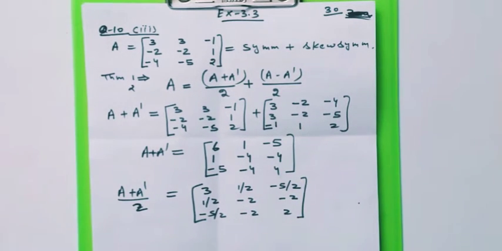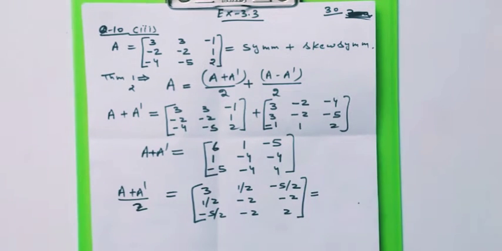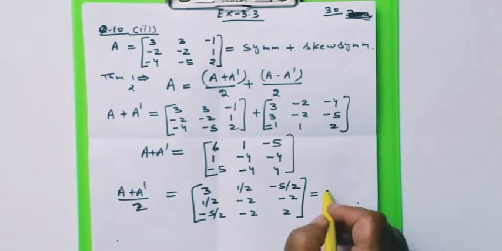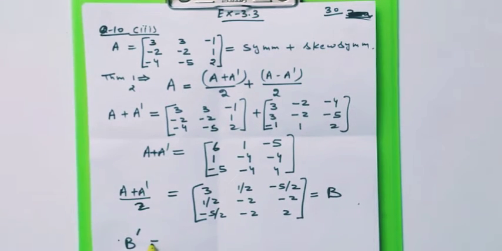So then I have to check that this matrix, A plus A dash by 2, is symmetric. This I have to check. So let me call this matrix B. I have to check that B is symmetric. For that I have to calculate B transpose. So I calculate its transpose, which comes out to be 3, 1 by 2, minus 5 by 2.